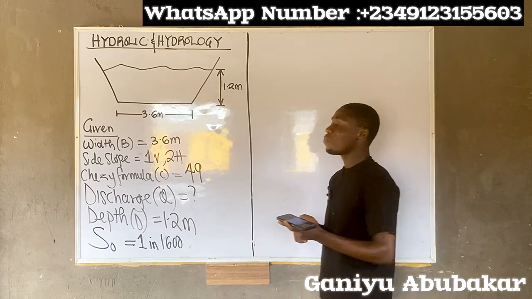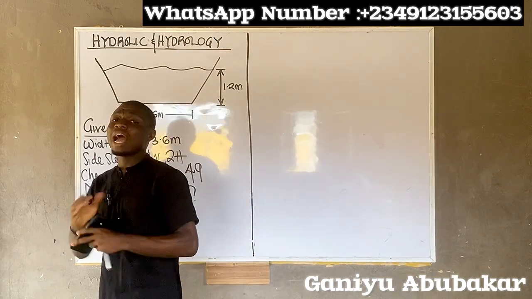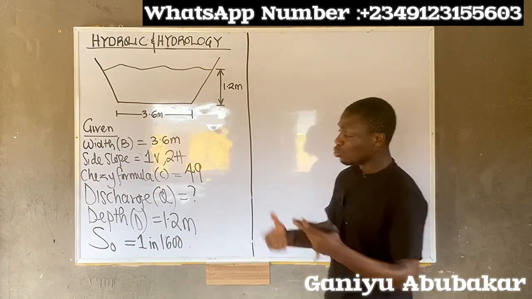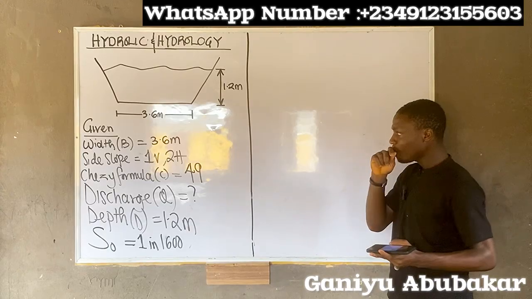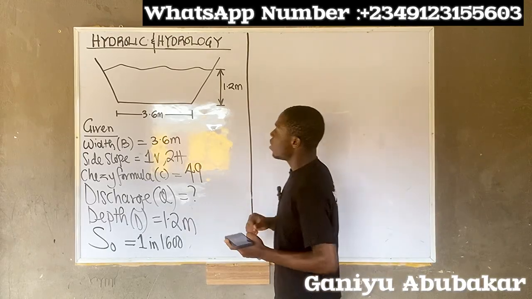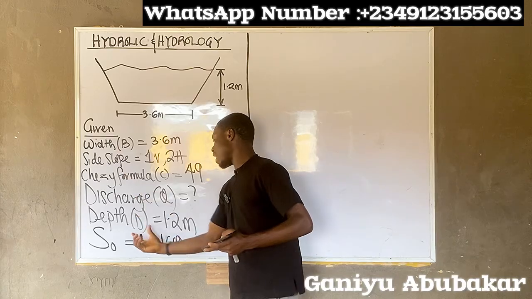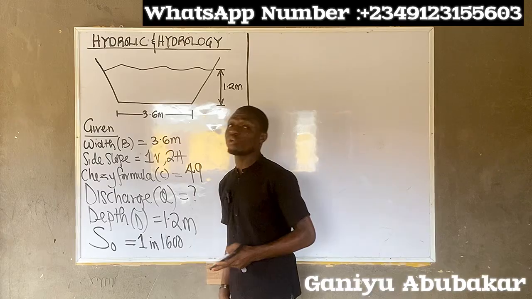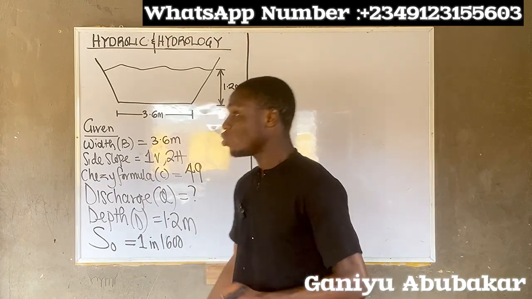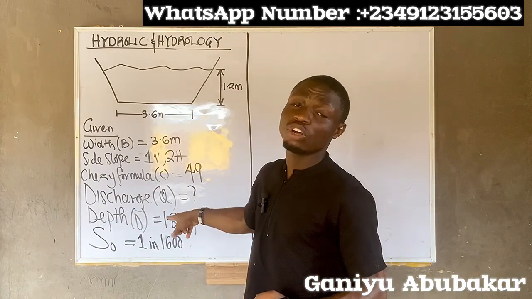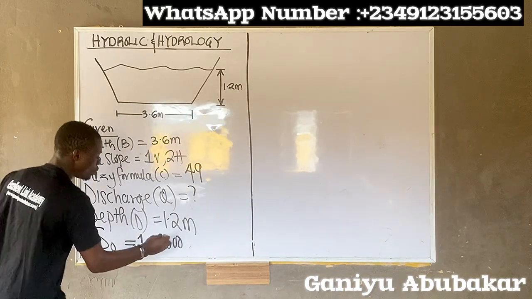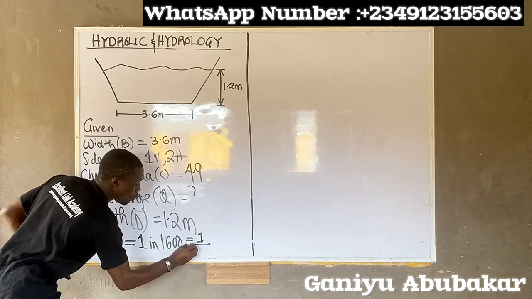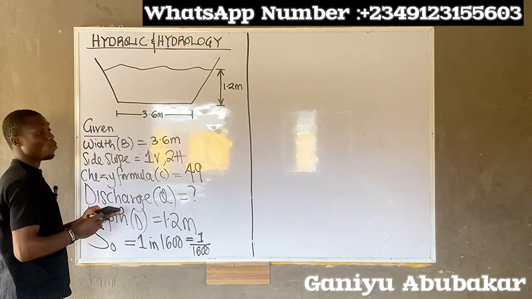My first important idea here is that I am looking for discharge, just Q. So first, what do we know? From here, I would like to convert some stuff. My breadth and depth are in meters, no problem. Next priority is that S naught is always in fraction form. So this S naught gives you 1 in 1600, so that becomes 1 over 1600.